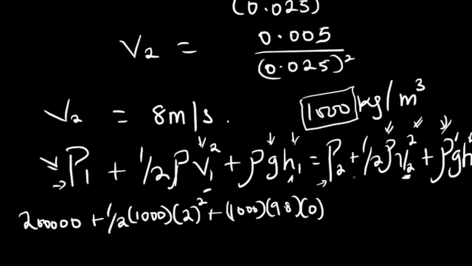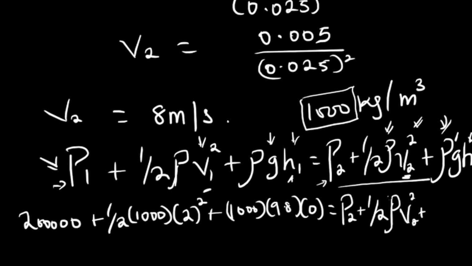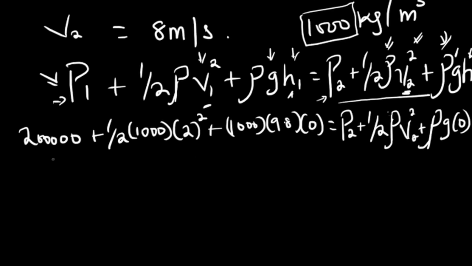So permit me to copy everything down because of space so that you can see properly. So this is equal to P sub 2 plus half rho V2 squared plus, for the second height, there is no height, it's just on the ground. So we say our rho multiplied by G, and then the height is still a 0. So we can now simplify this and see what we can obtain.